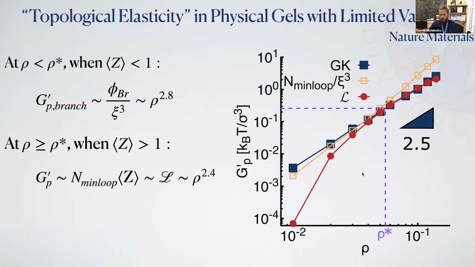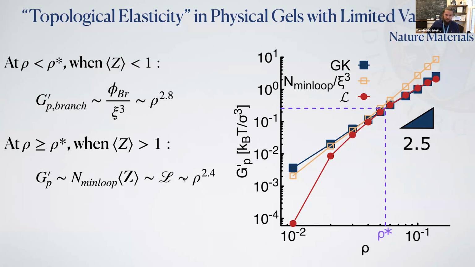And indeed, when we plotted G prime, so let's start from the linking. The linking is the red, so this is the same thing that I was showing you before.